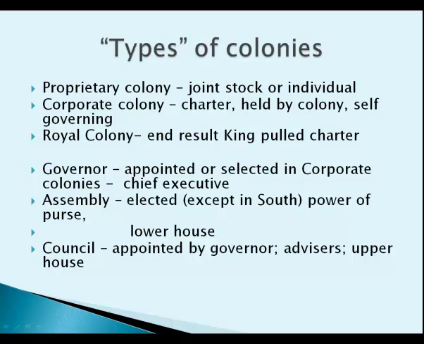The elected assembly was kind of like our lower house. You had a council, which was appointed by the governor, which would be kind of like our upper house for the senators, but they had no power. So every colony had a governor, either appointed or selected. Every colony had an elected assembly, which could pass laws, which could be vetoed. But they had the power of the purse, which gave them a lot of power, because if they had the power of the purse, they had the power to pay the governor, so they could blackmail the governor. And then you had the council, which were supposed to be advisors to the governor.